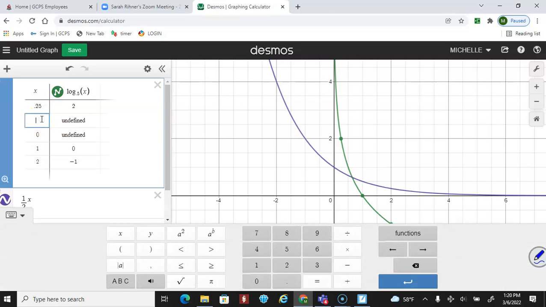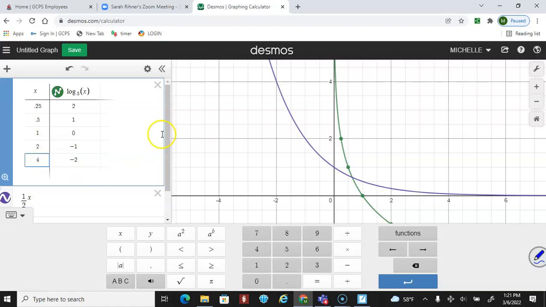So I'm going to put 0.5 in here. 0.5, right? And then we're just going to keep going with our 1 and then our 2. And I'm going to go ahead and put 4 in here and see where that takes us as well. So 4. Okay, so these are now all values that we're going to see a relationship with pretty quick when we put them in the table.